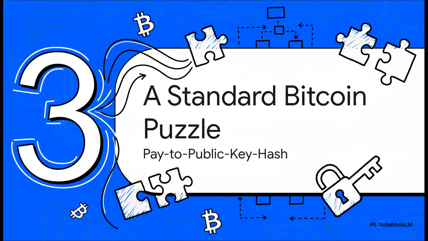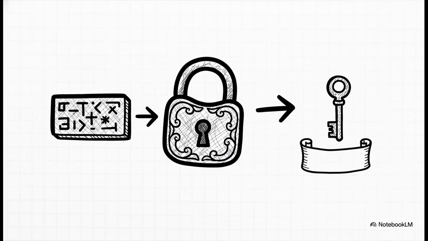Okay, that was a pretty simple math puzzle, I get it. But what's so incredible is that this exact same logic is what powers almost every standard Bitcoin transaction you have ever made. You see, a standard Bitcoin address, it's actually a puzzle in disguise. It's called Pay to Public Key Hash.